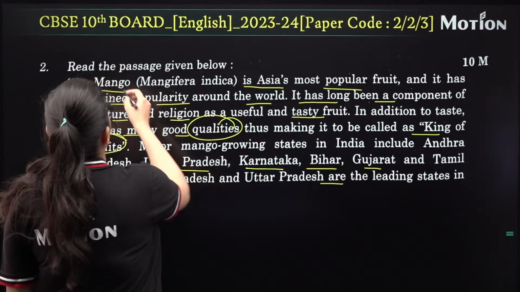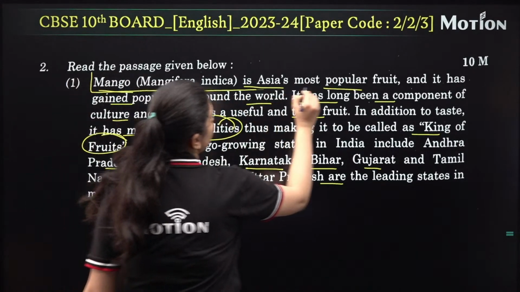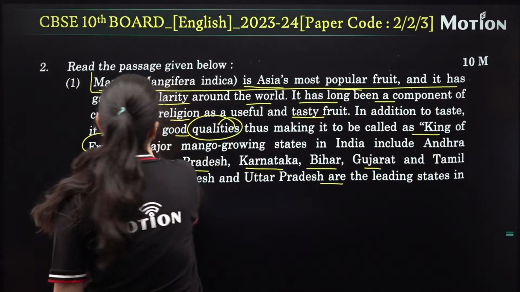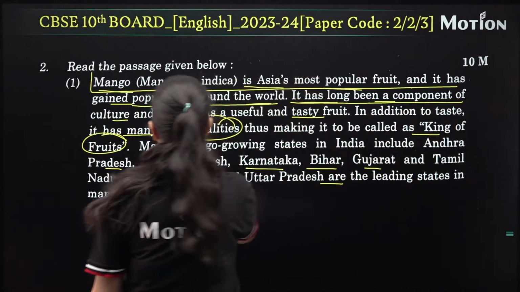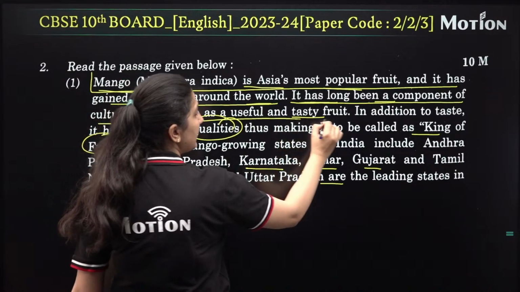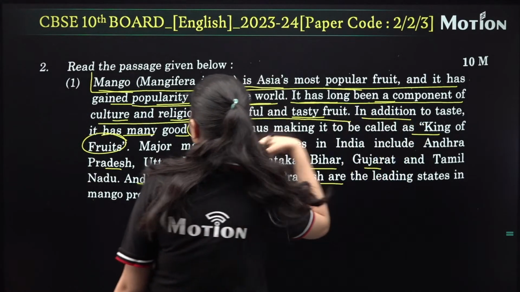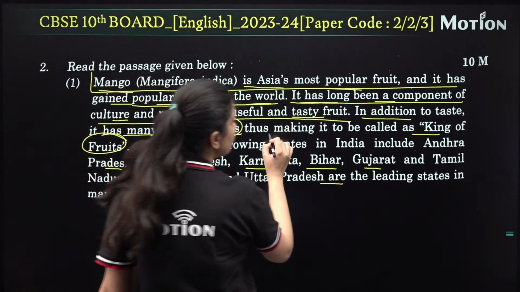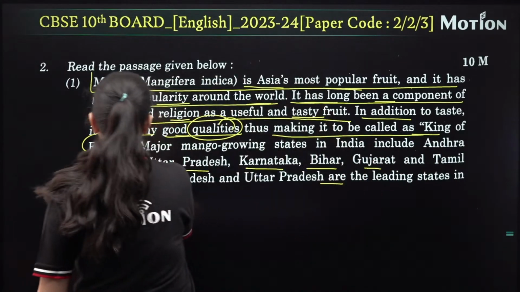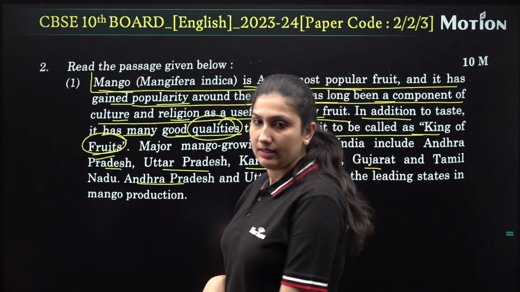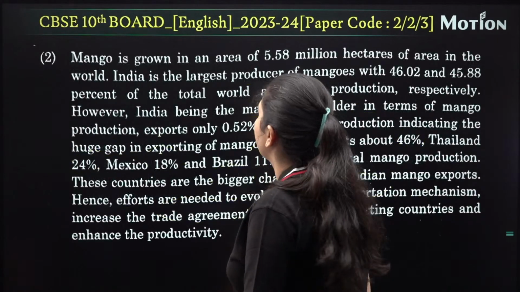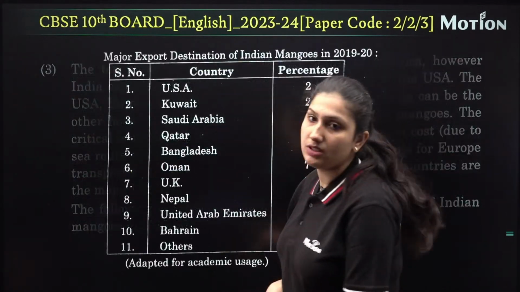From here, mango is Asia's most popular fruit and it has gained popularity around the world. It has long been a component of culture and religion as a useful and tasty fruit. In addition to taste, it has many good qualities, thus making it to be called king of fruits. All set? Clear? Now we'll come to the next question.